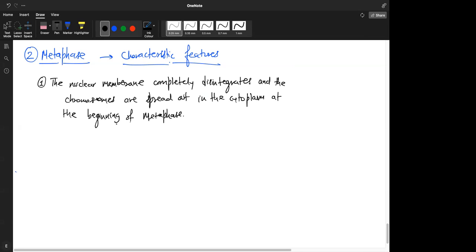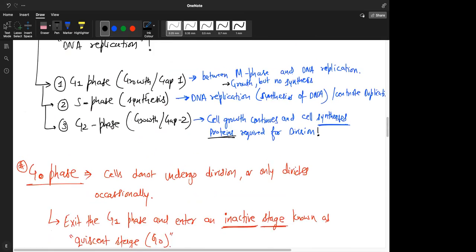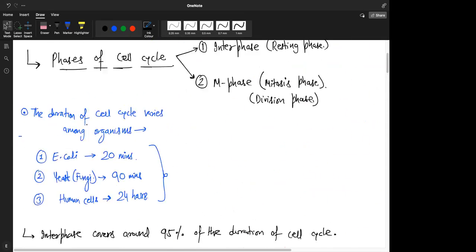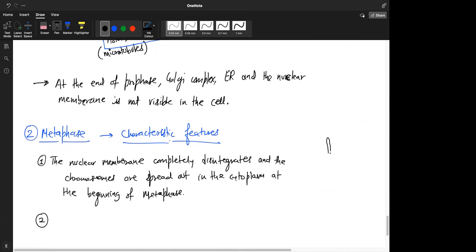Now metaphase, the most important thing that happens is formation of metaphase plate. So remember that the chromosomes are made up of two chromatids, the X shape. Just to revise, did I tell you about the X-shaped chromosome? So this X shape is because there are two chromatids, right?